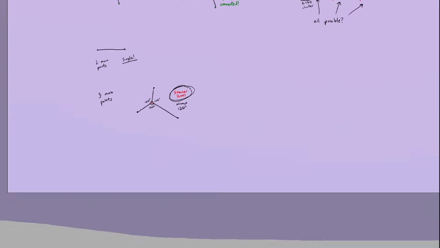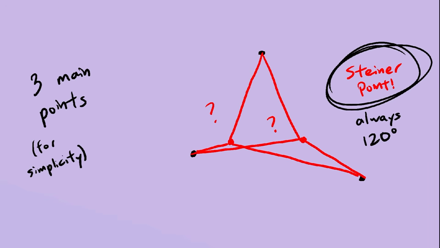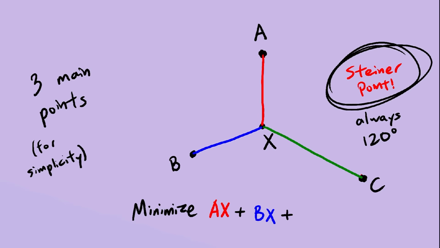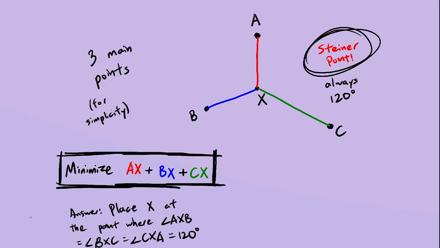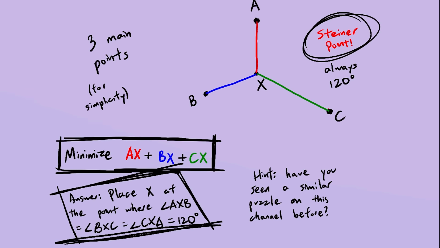Anyway, the proof of this 120-degree Steiner point thing is one of the most satisfying proofs I've ever seen, so here it is. We'll start with 3 main points. Where is the best location to place our Steiner point? In other words, if our main points are A, B, and C, and our Steiner point is X, where can we place X such that AX plus BX plus CX is at a minimum? Well, we know the answer. We need to place X so that all 3 angles are 120 degrees, but we need to prove this. If you want to pause and try to solve this yourself, go ahead, but be warned, it is quite a difficult problem. Okay, here's the solution.